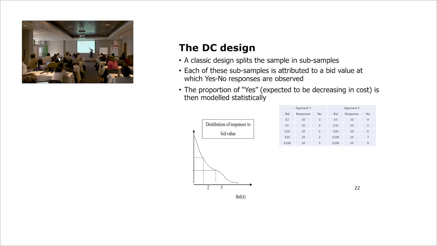If you see this one, the proportion of people saying yes is exactly the same for 0 and 100. Do I get a downward-shaped function? I don't. And this is a problem, because if you design the bid vector, these values, in a wrong way, when you estimate the data this curve doesn't go down, so it doesn't behave like a demand curve. So you have to spread the values to capture this downward trend.